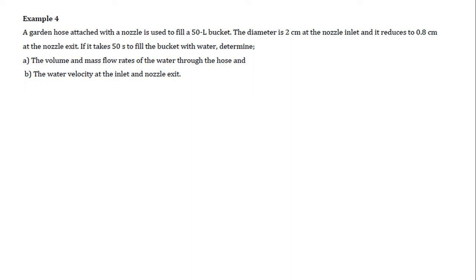Alright, a garden hose attached with a nozzle is used to fill a 50-liter bucket. The diameter is 2 cm at the nozzle inlet and it is reduced to 0.8 at the nozzle.